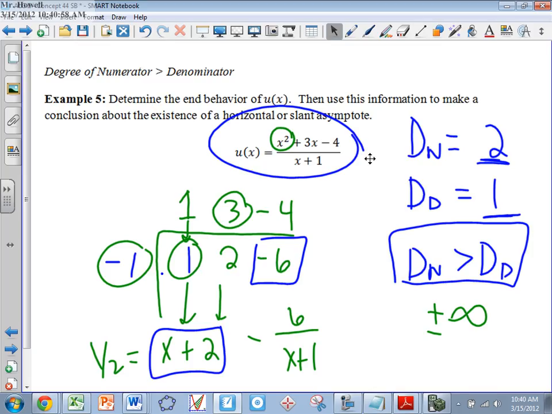I want you to graph this in y1. This whole function up here is going to go in y1, and this is going to be y2 down here. Graph them together and see what you see.